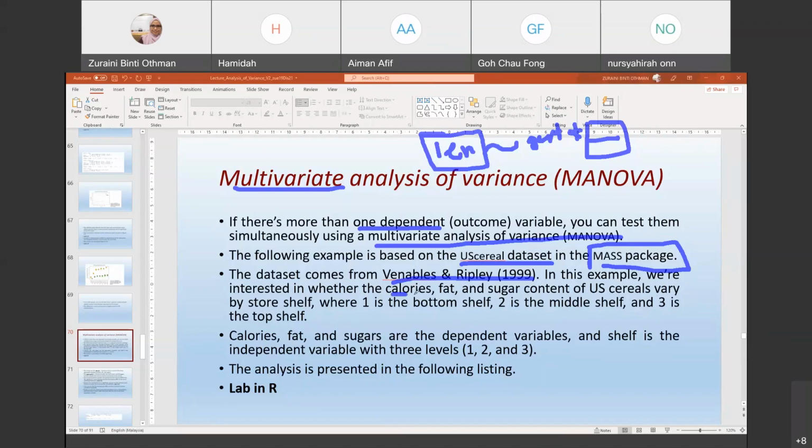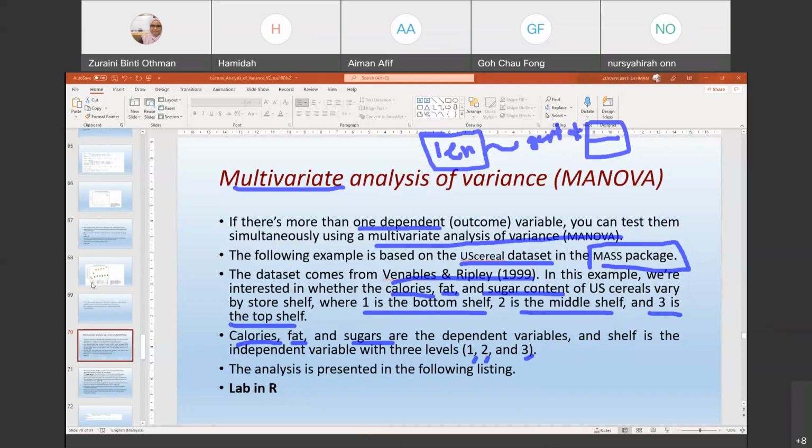We want to study whether there is any difference between these based on the location of the shelf. Then calories, fat, and sugar are the dependent variables. This is the three dependent variables that we have. And the shelf is the independent variable, where 1 is the bottom shelf, 2 is the middle shelf, and 3 is the top shelf.